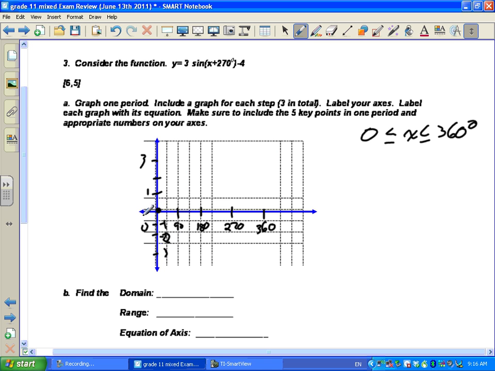So we start at 0, 0. That doesn't change. Our first point at 90 is going to be all the way up at 3. 180, we're going to cross the x-axis again. 270 will be at negative 3, and 360 will again be at 0. So this is our first movement.